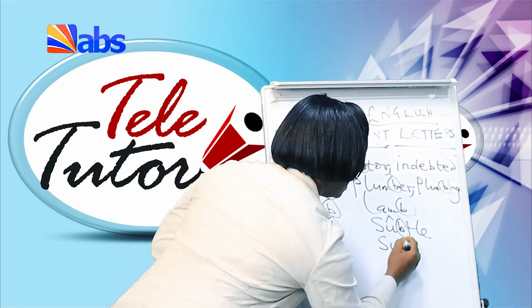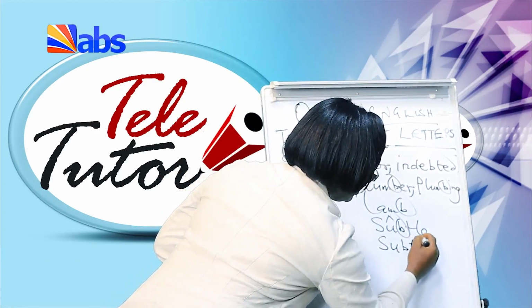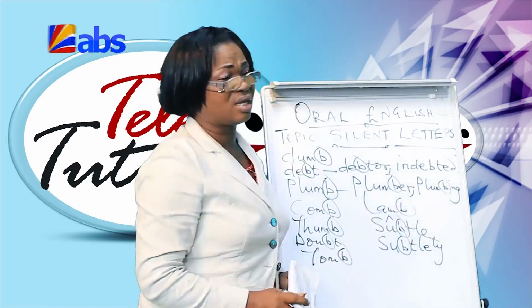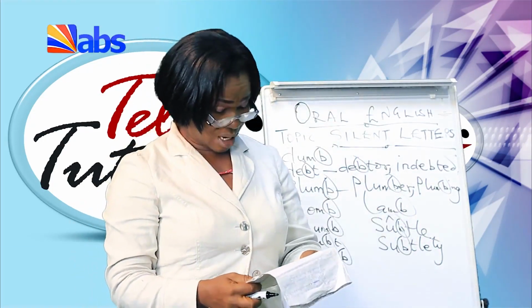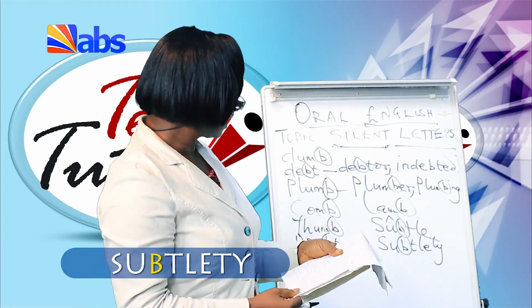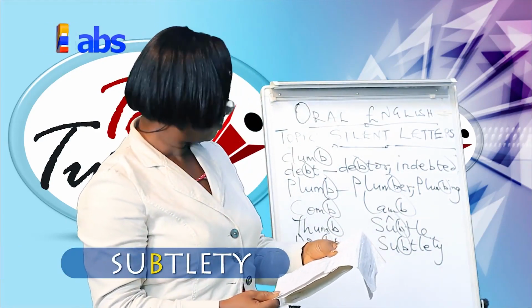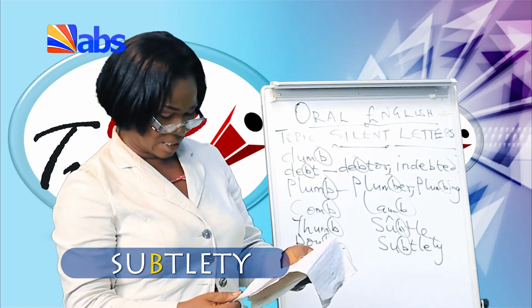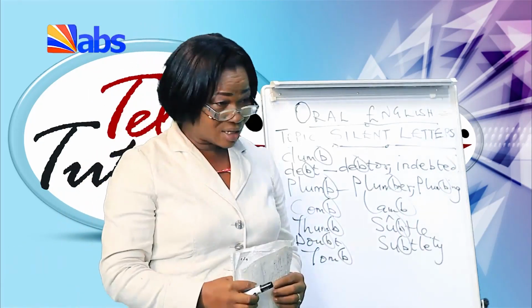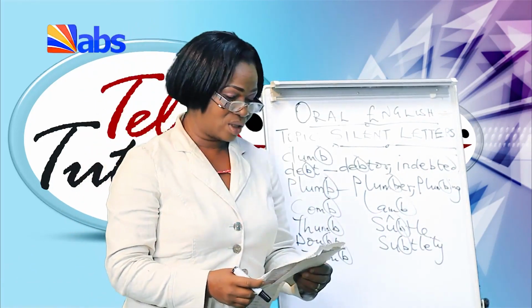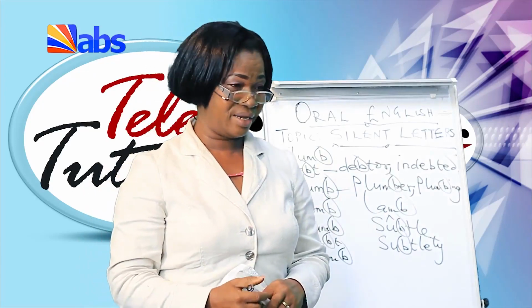Then we have S-U-B-T-L-E-T-Y. Can you now pronounce this? Subtlety. Again? Subtlety. Good. Okay, students, we go on a break now, and when we come back, we'll talk about silent T.